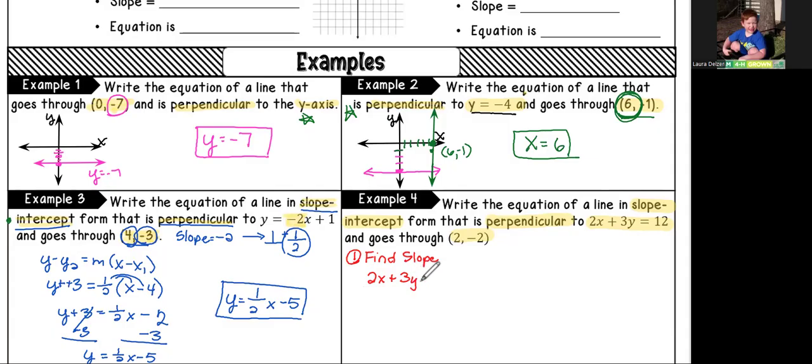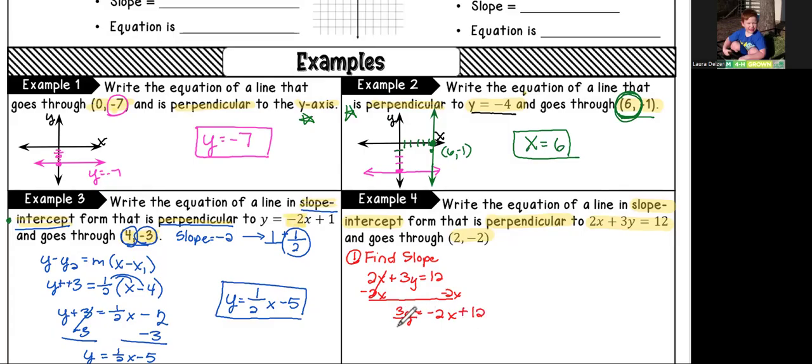2x plus 3y, this is standard form. We cannot tell our slope easily from this right here. We've got to convert it to slope-intercept. So I'm going to go ahead and convert this equation to slope-intercept. I'm going to move my 2x over. We get 3y equals -2x plus 12.